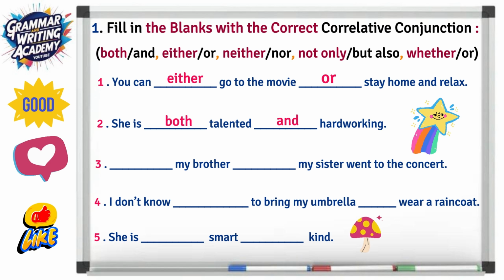Question 3. The answer is neither... nor. Neither my brother nor my sister went to the concert. Neither... nor is used when both options are negative. It tells us that none of them went to the concert.